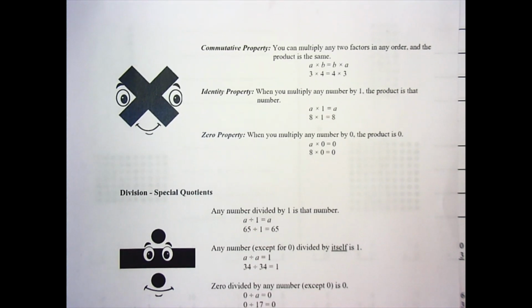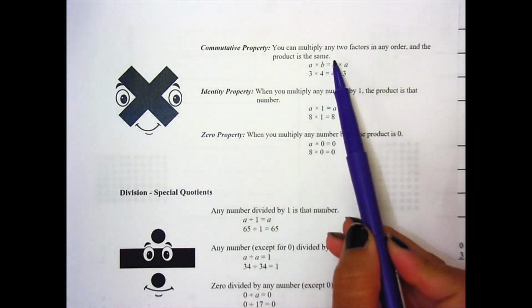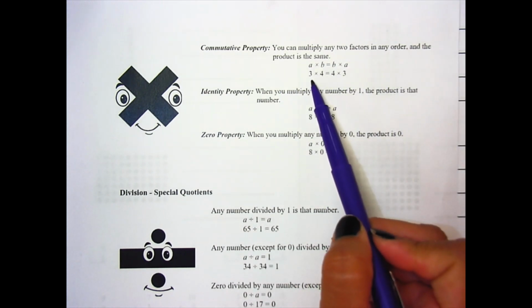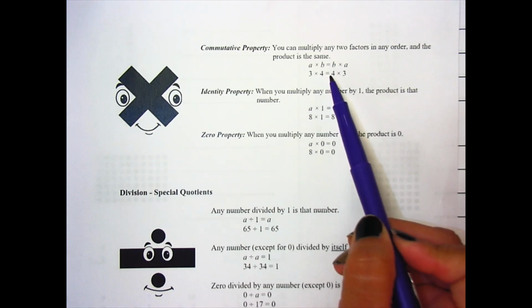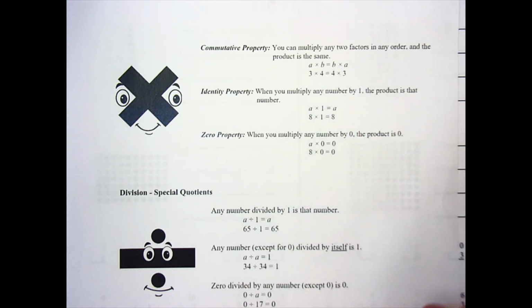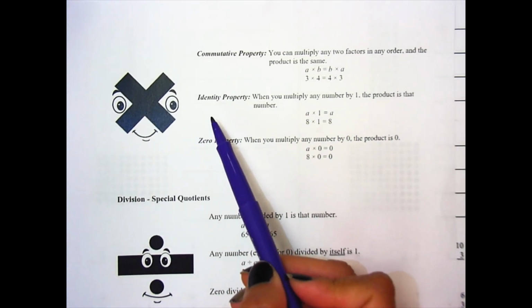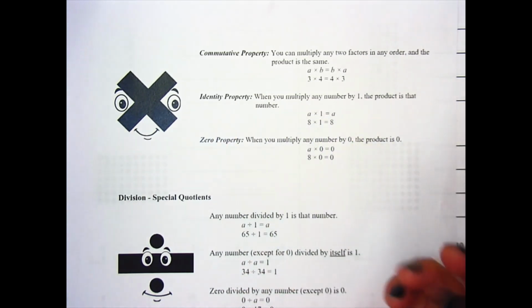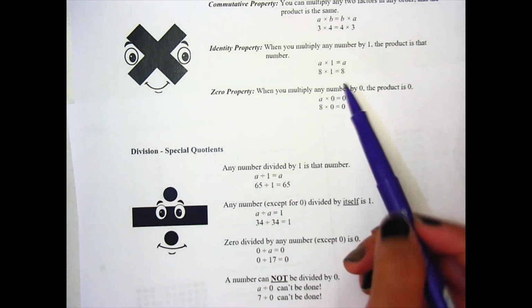In the first 6 weeks, we learned about the commutative property, where you can multiply any two factors in any order and the product is the same. For example, 3 times 4 is the same as 4 times 3. We also learned the identity property. When you multiply any number by 1, the product is that number. So, for example, 8 times 1 equals 8.